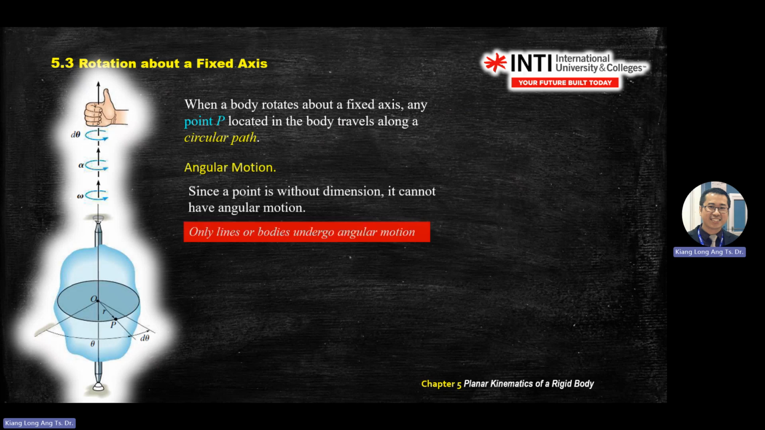So, angular motion. A point without dimension cannot have angular motion. Only lines or bodies undergo angular motion. So chapter 5 is for rigid bodies. Particles don't have angular motion. Particles only have angular momentum, like what you learned in the last lecture.